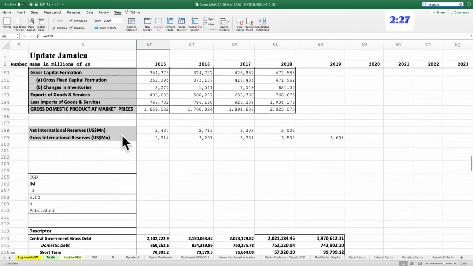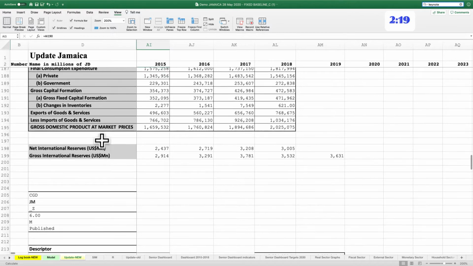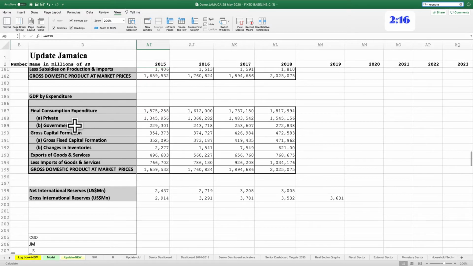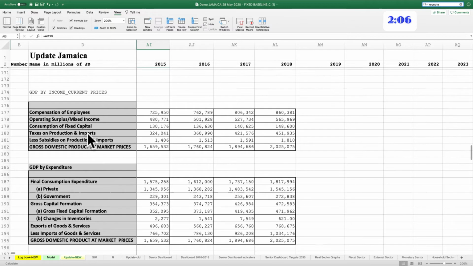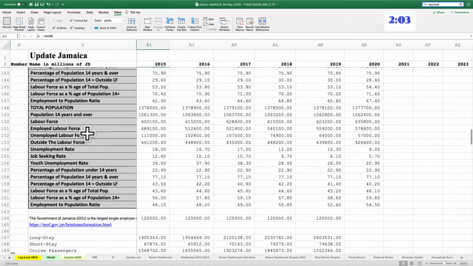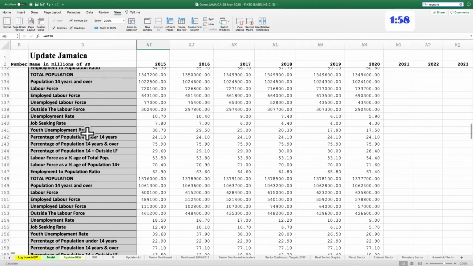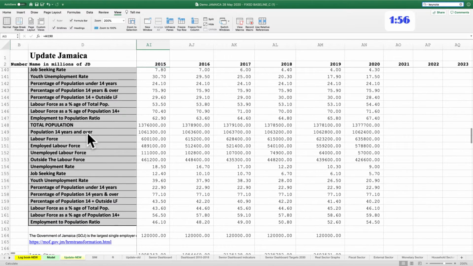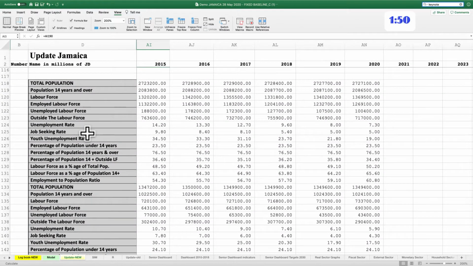We have some data in here about the international reserves. So do we have enough foreign dollars in Jamaica? We have some data about the private investments and the government investments. Compensation of the employees. That means the wages that are paid to the employees. We have some data regarding unemployment, regarding population, regarding the labor market. All kinds of data. Look at this. All these data about the labor market, the population.